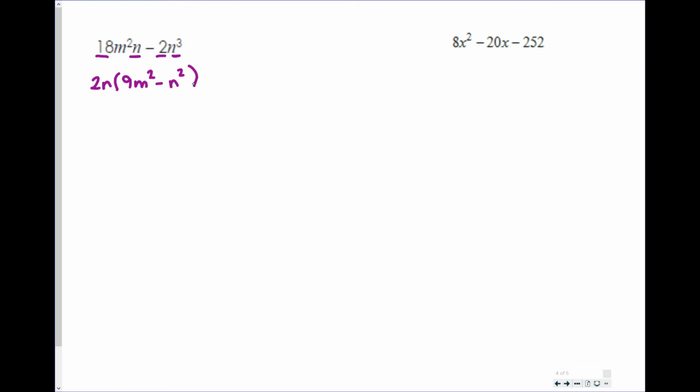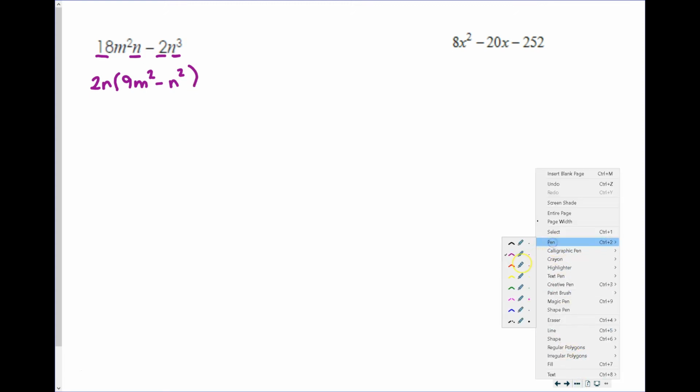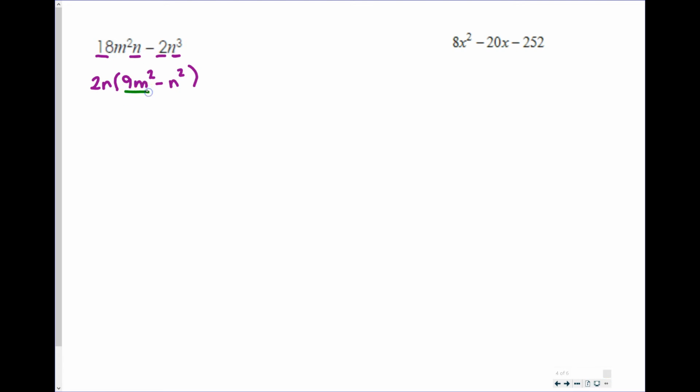Now I have to check and see if this is a difference of perfect squares. So I'm going to look at the 9m squared, and that absolutely is a perfect square. 9 and any letter squared is a perfect square, and also n squared is a perfect square like I just said. So when I go to do this problem, I'm going to bring down that 2n, and then I'm going to remember my rule about perfect squares. I'm going to put a 3 here and a 3 here, because that's the square root of 9, m here and m here, because that splits, and n here and n here, and then I'm going to put a plus in one and a minus in the other.